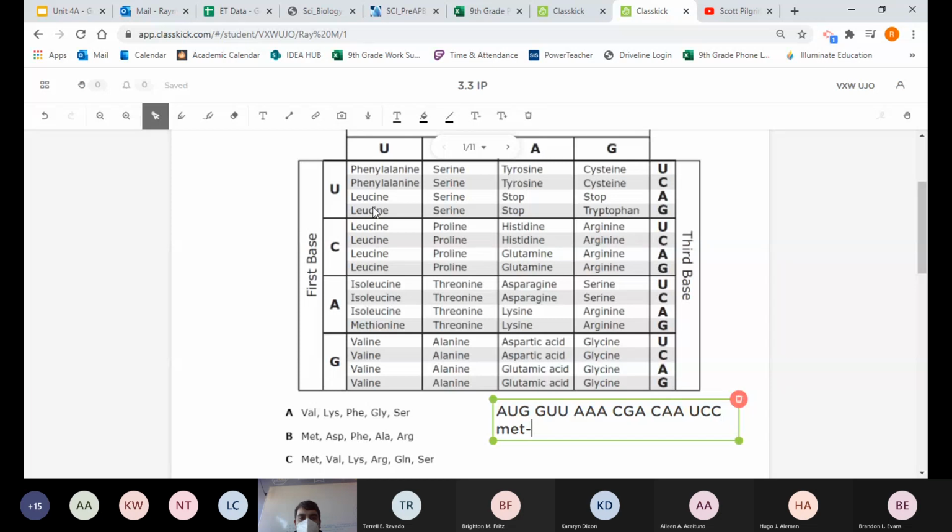GUU, you go to GUU, valine. AAA, lysine. CGA, arginine. CAA, glutamine. I was thinking glue. And UCC, serine.